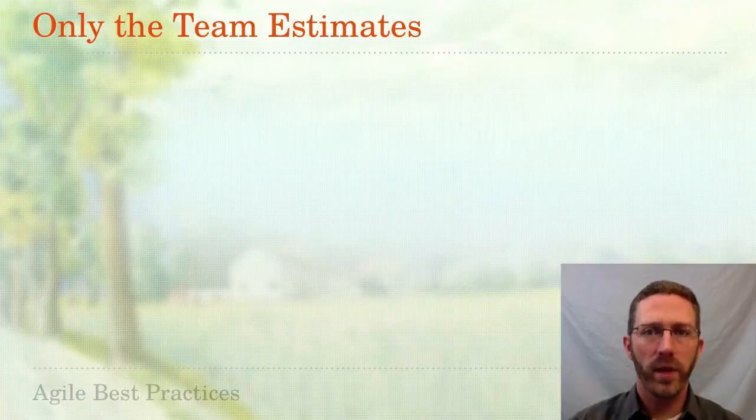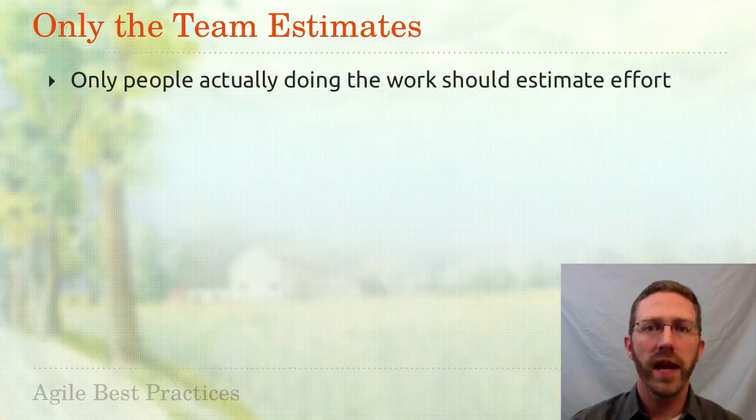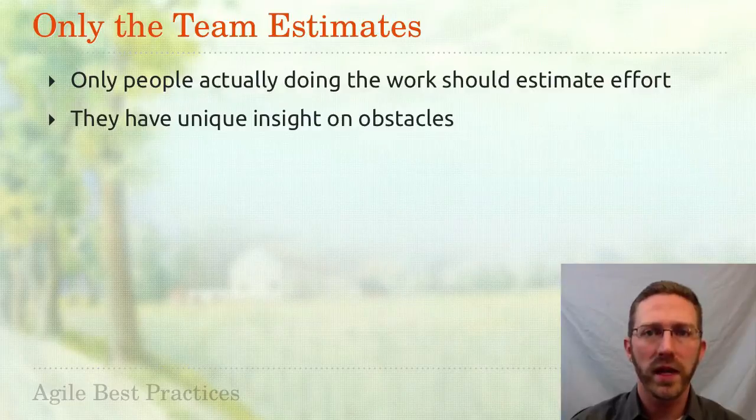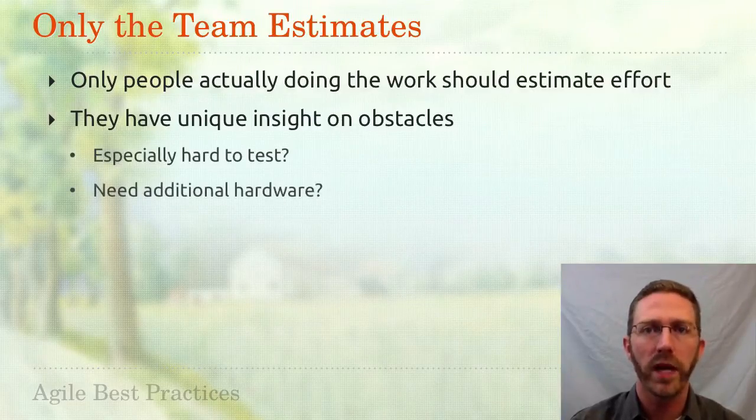This is why Agile methodologies have a rule that only the team actually implementing a story should estimate the effort required to complete it. They have unique insights into the type of obstacles that will come up. Perhaps additional testing is required for a story, maybe extra software or hardware will be needed before development can commence. They'll be the ones to know about that sort of issue.